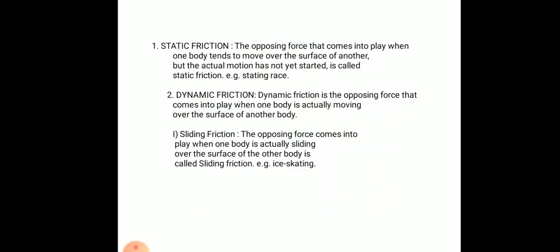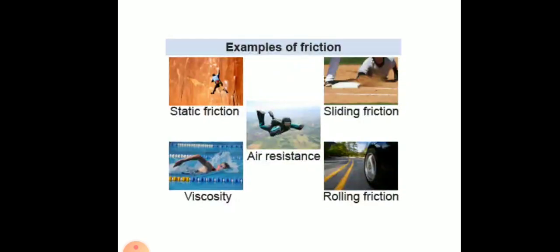Sliding friction is the opposing force that comes into play when one body is actually sliding over the surface of the other body. Look at that, the sliding friction. For example, ice skating and landing the pole in pole vault.